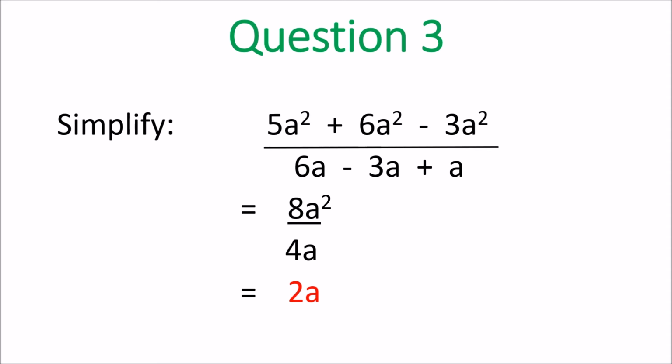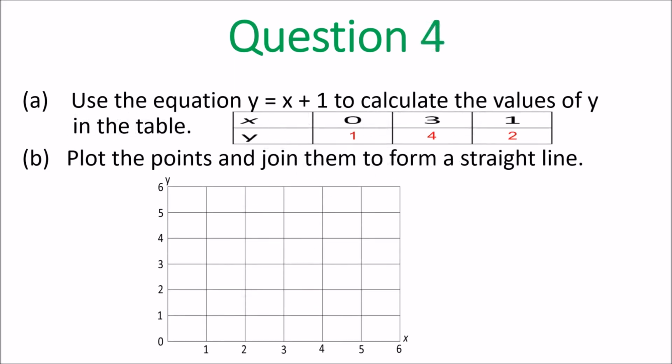So simplify the top, 5a squared and 6a squared is 11a squared. 11 take away 3 is 8a squared over 4a. You divide 4 into 8, 2, and a into a squared will leave you with just an a on the top. So that's how come it's simplified to 2a. Okay, when you simplify 8a squared over 4a, you get 2a. 4 into 8 is 2. A into a squared is a. A squared would mean a times a. So it's 8 times a times a on the top.